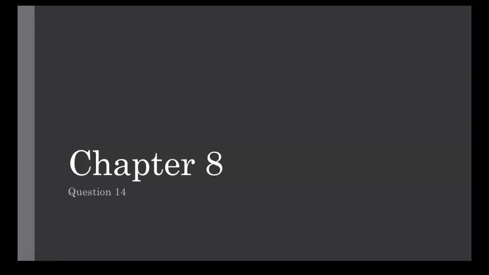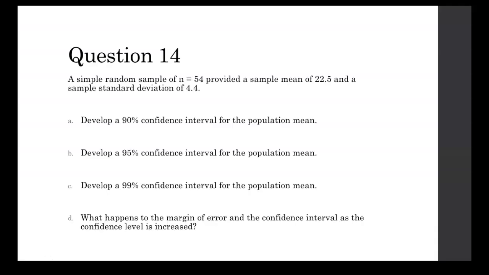Let's work through question number 14 in chapter 8. It says a simple random sample of 54 provided a sample mean of 22.5 and a sample standard deviation of 4.4. In this problem, we'll need to develop three different confidence intervals: a 90% confidence interval, 95% confidence interval, and a 99% confidence interval for the population mean.